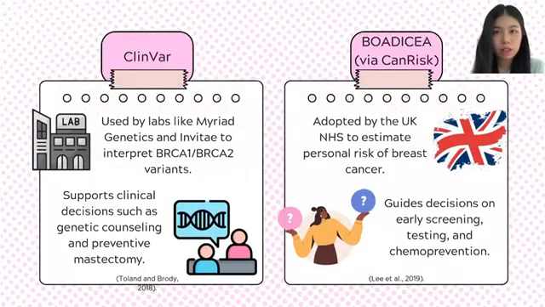Then we have ClinVar. It's used by labs like Myriad Genetics and Invitae to classify BRCA1 and BRCA2. This supports real-life decisions like whether a person should get genetic counseling or even preventive surgery.